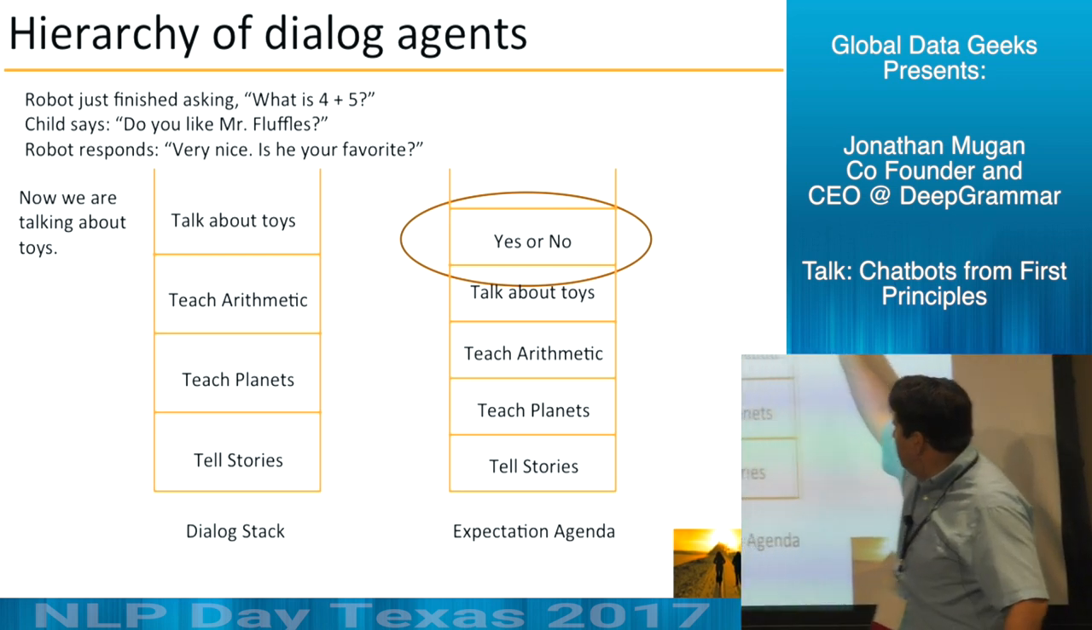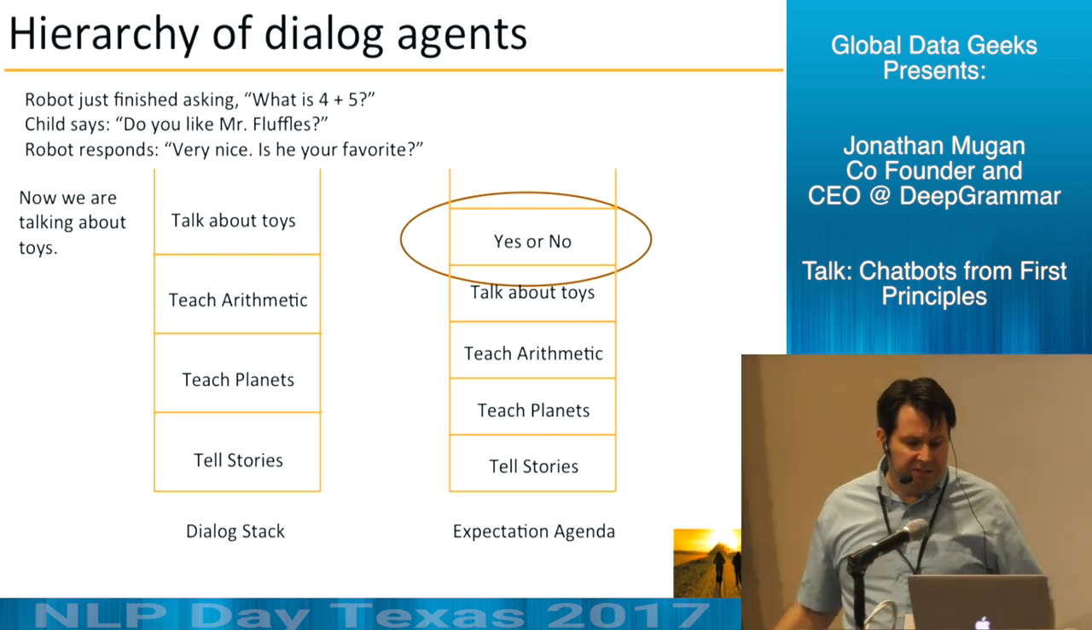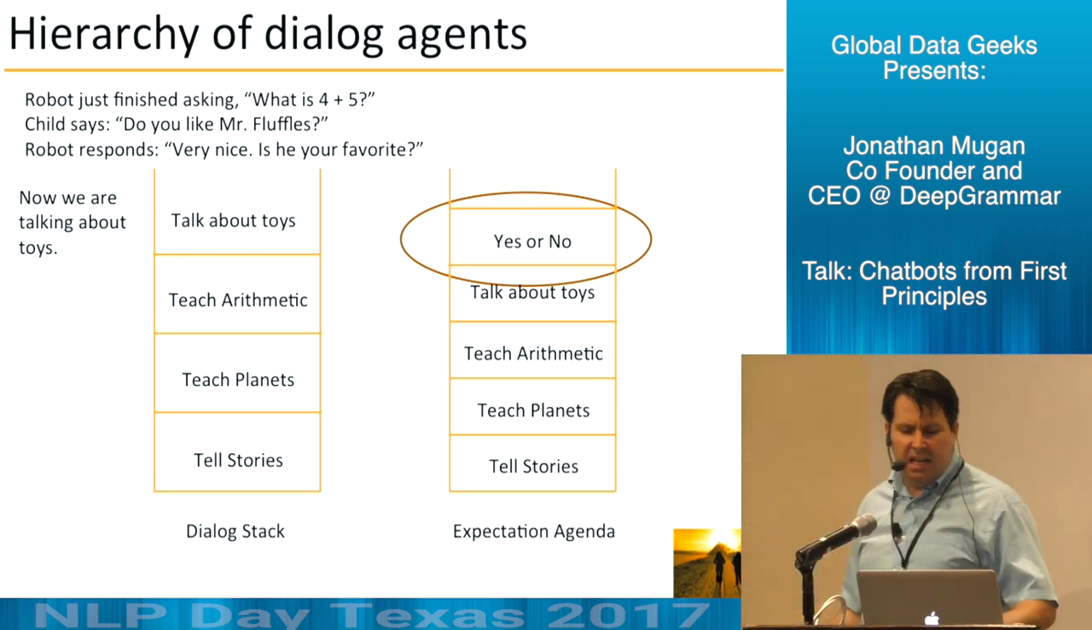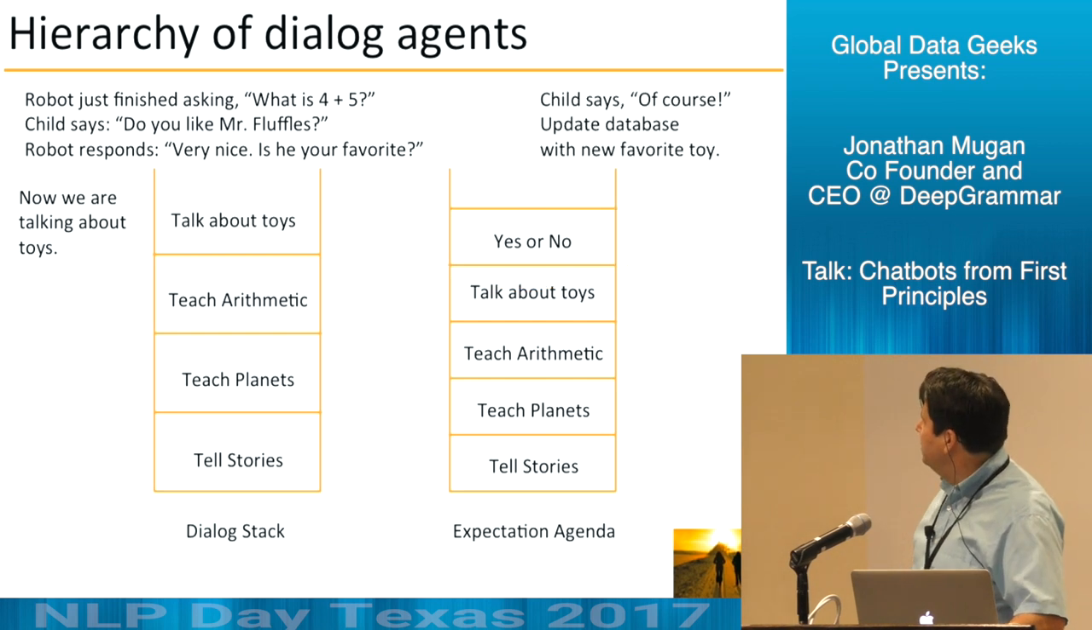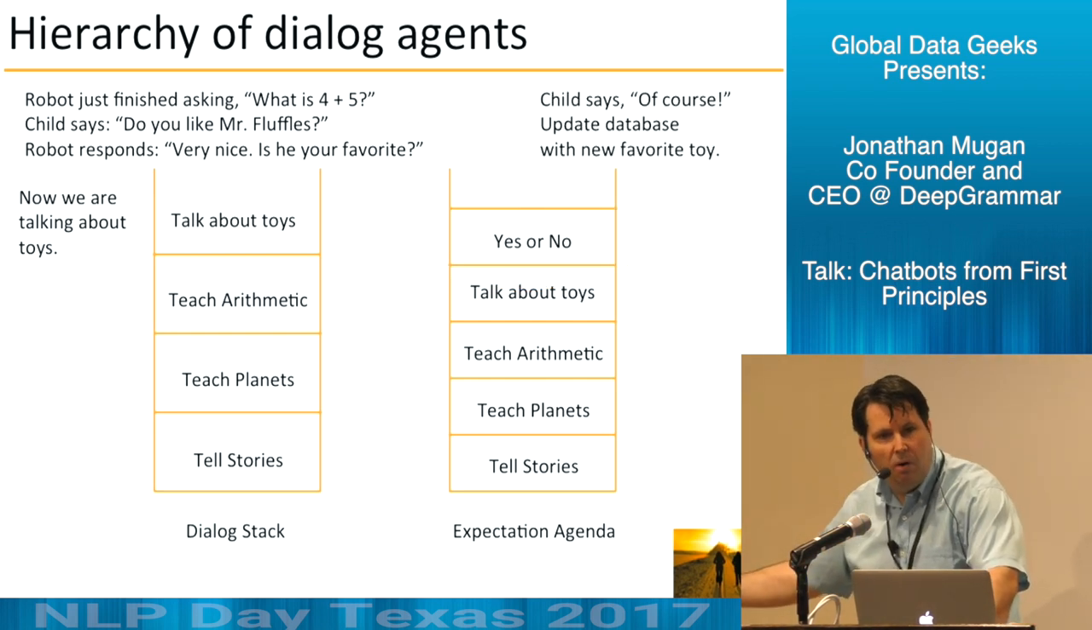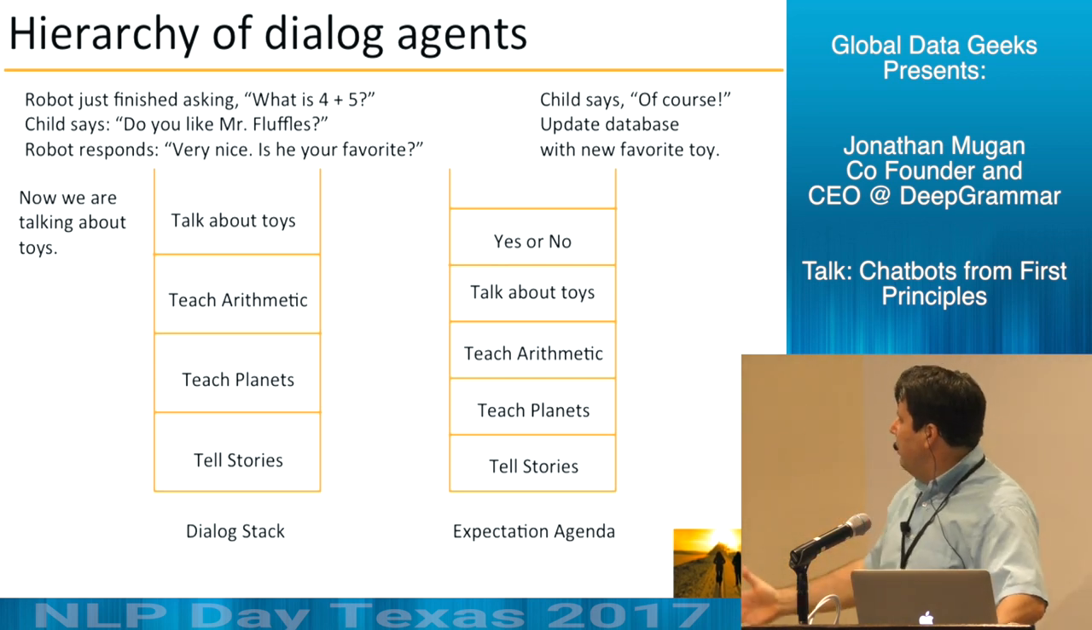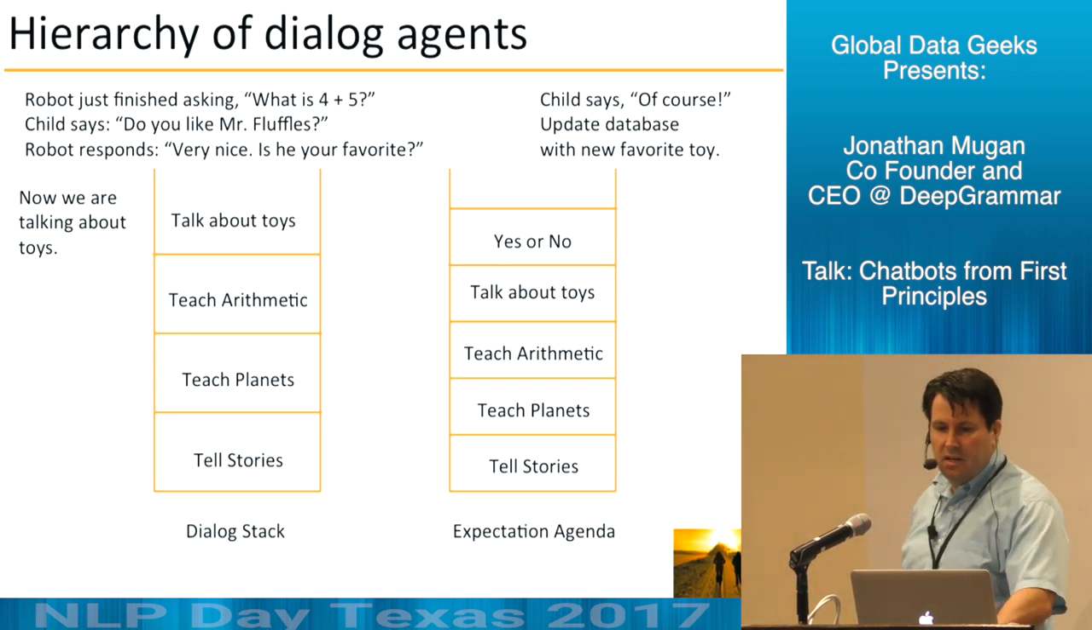And now you're talking about toys, and you're expecting a yes or no answer, kind of broadly. It may be any kind of agreement. And then she says, oh, of course. So then you update the database with a new favorite toy, and then you just keep going. You need something that goes like this for a while.